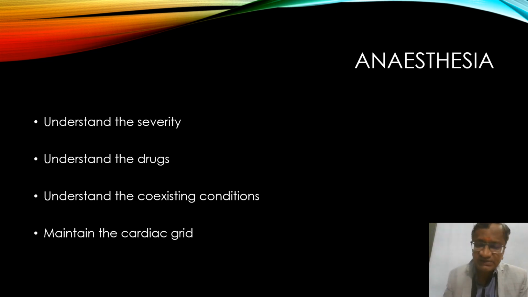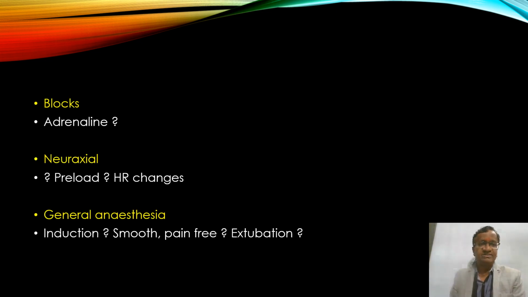What are the coexisting conditions? For example, all the pathophysiology will change if you have an MS with AR, MS with MR, MS with AS. Whatever I have told so far is clearly MS predominance. Understand the coexisting conditions and maintain the cardiac grid. What is the grid? Preload should not be decreased. Contractility is not a problem. Heart rate is around 70. Don't decrease the SVR. Don't increase the PVR. These are all the cardiac grid we need to maintain in anesthesia.